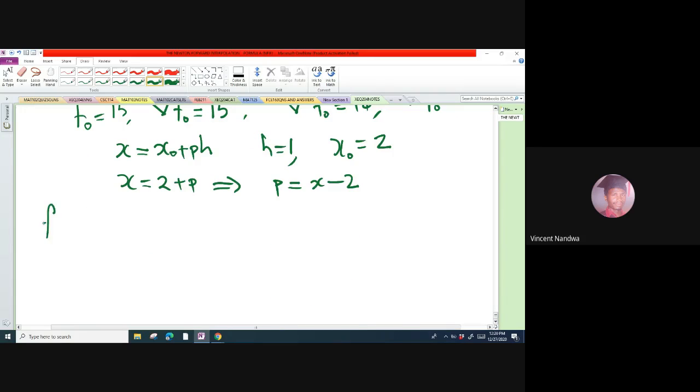So therefore, now we have f of x given by f naught. F naught, you have already known its value. So let's write f naught, which is 15, then plus, where there's p, we put x minus 2, backward f naught, plus x minus 2 times x minus 2 plus 1 over 2 factorial. Actually, I can replace this just by their respective numbers.